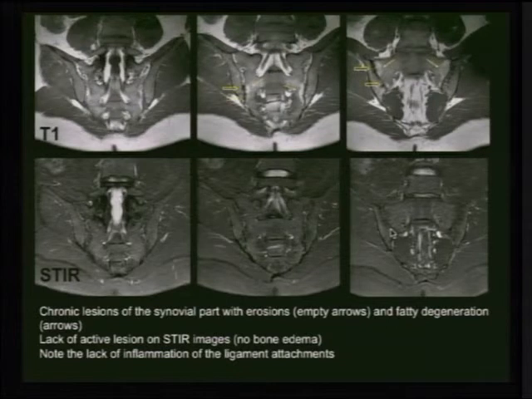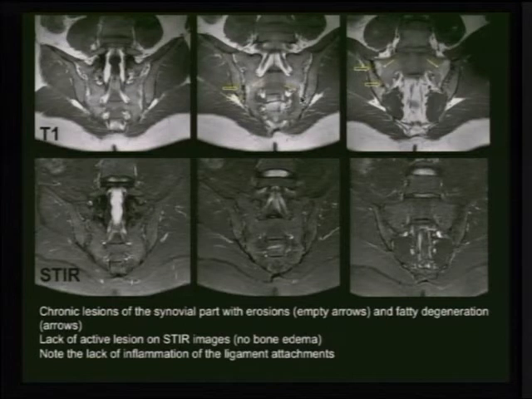If you see these, the empty arrows, these are low signal intensity in the iliac aspect of the SI joint on the right side. This one is a bright signal intensity on T1 weighted in both sides at the sacral aspect. So this is the site where Dr. Asif was mentioning that this is stage 2 or type 2 of the Modic classification. This is a fat degeneration.